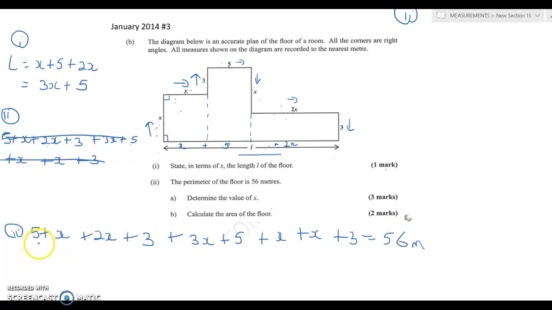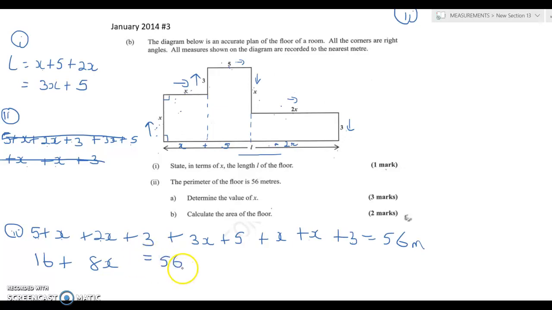So let's simplify now. Adding numbers alone first: 5 plus 3 is 8, plus another 5 is 13, plus a 3, that's 16. So I have 16 here. Let's add the x's now. Plus 1x, plus 2x is 3x, plus 3x is 6x, plus 1x is 7x, plus another x, 8x. So 16 plus 8x equals 56.